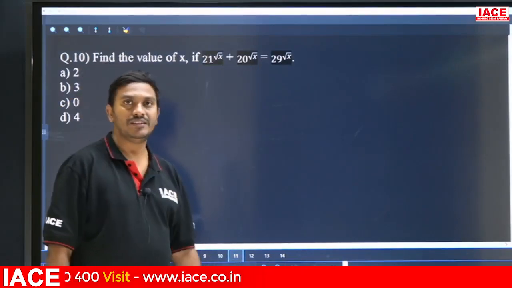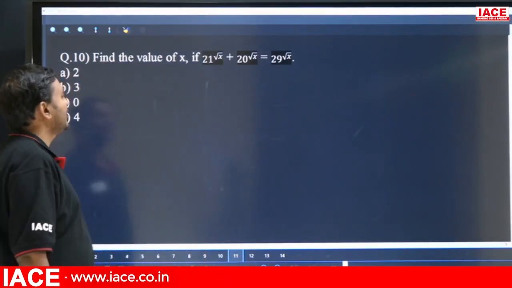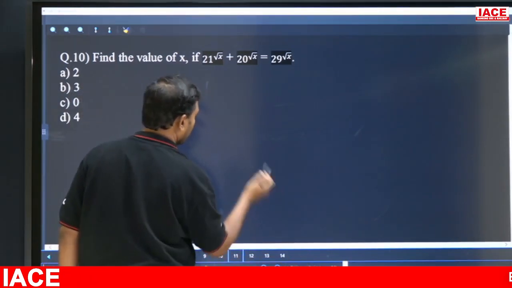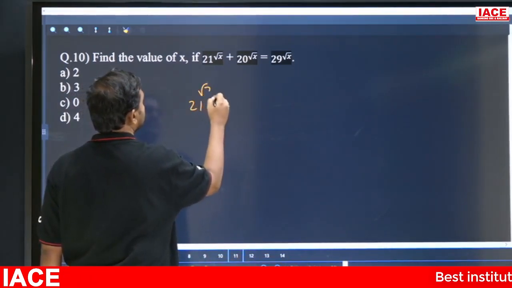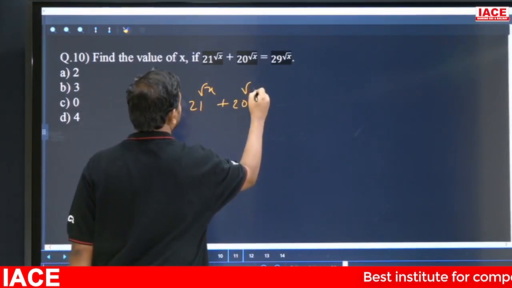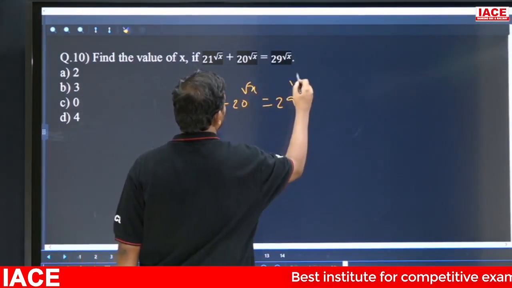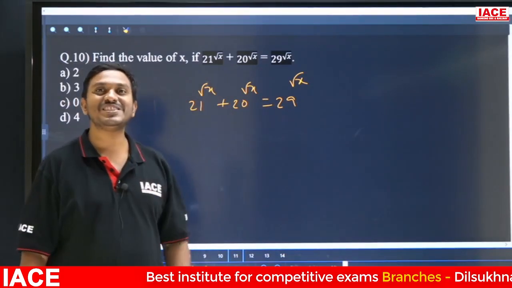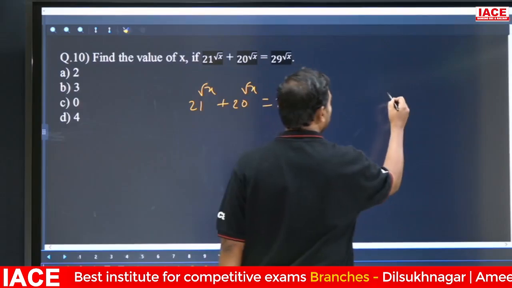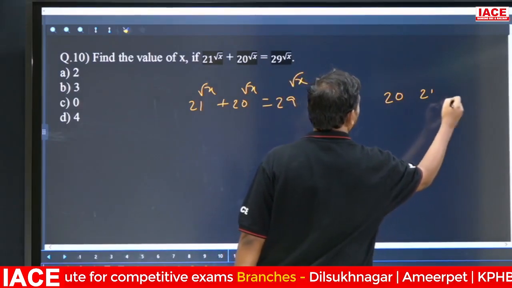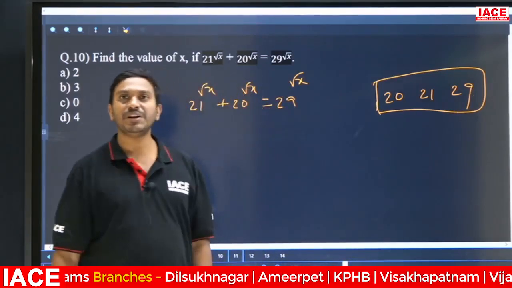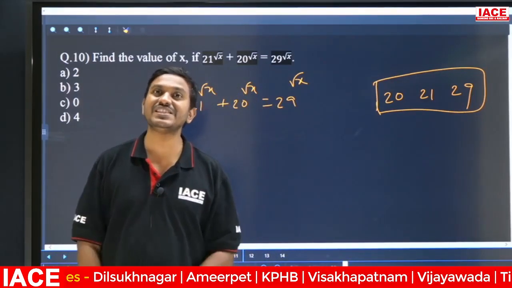Question number 11. Find the value of 21 root x plus 20 root x equal to 29 root x. If you observe the values, 20, 21, 29 represents which triangle? Right angle triangle. It's a triplet code. 20, 21, 29 represents a triplet code.